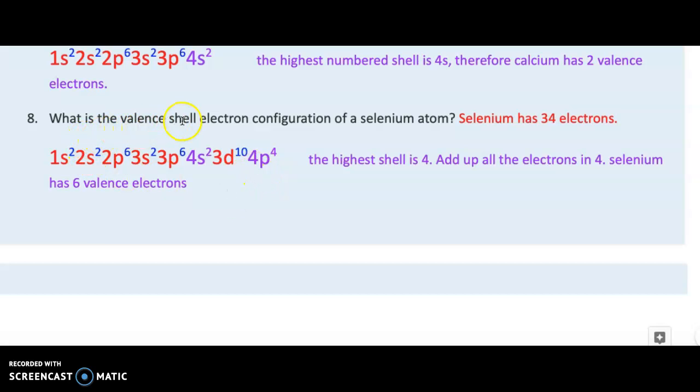So to find out the valence electrons, you need to add up these 2 subshells and their electrons. 4s2 has 2 and 4p4 has 4. Therefore, it has 6 valence electrons.